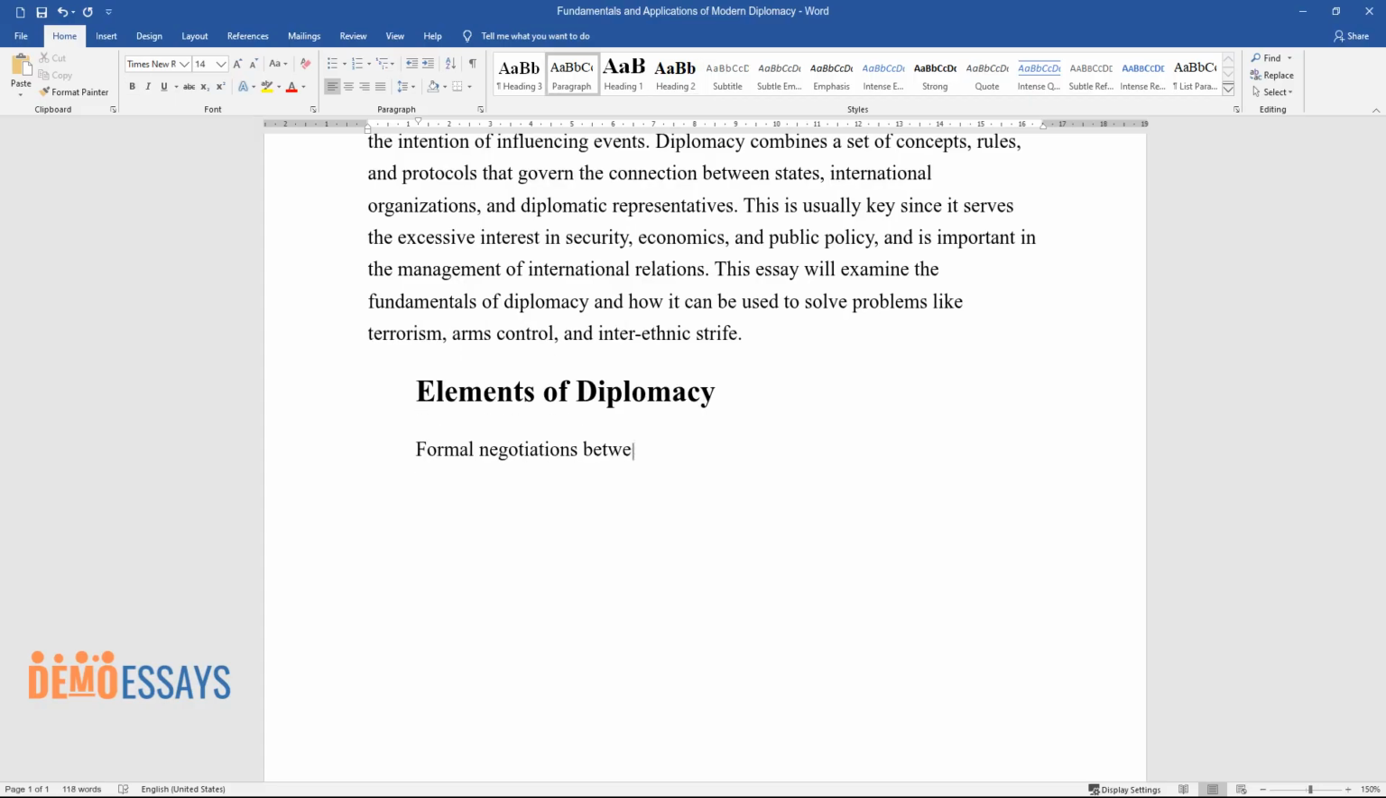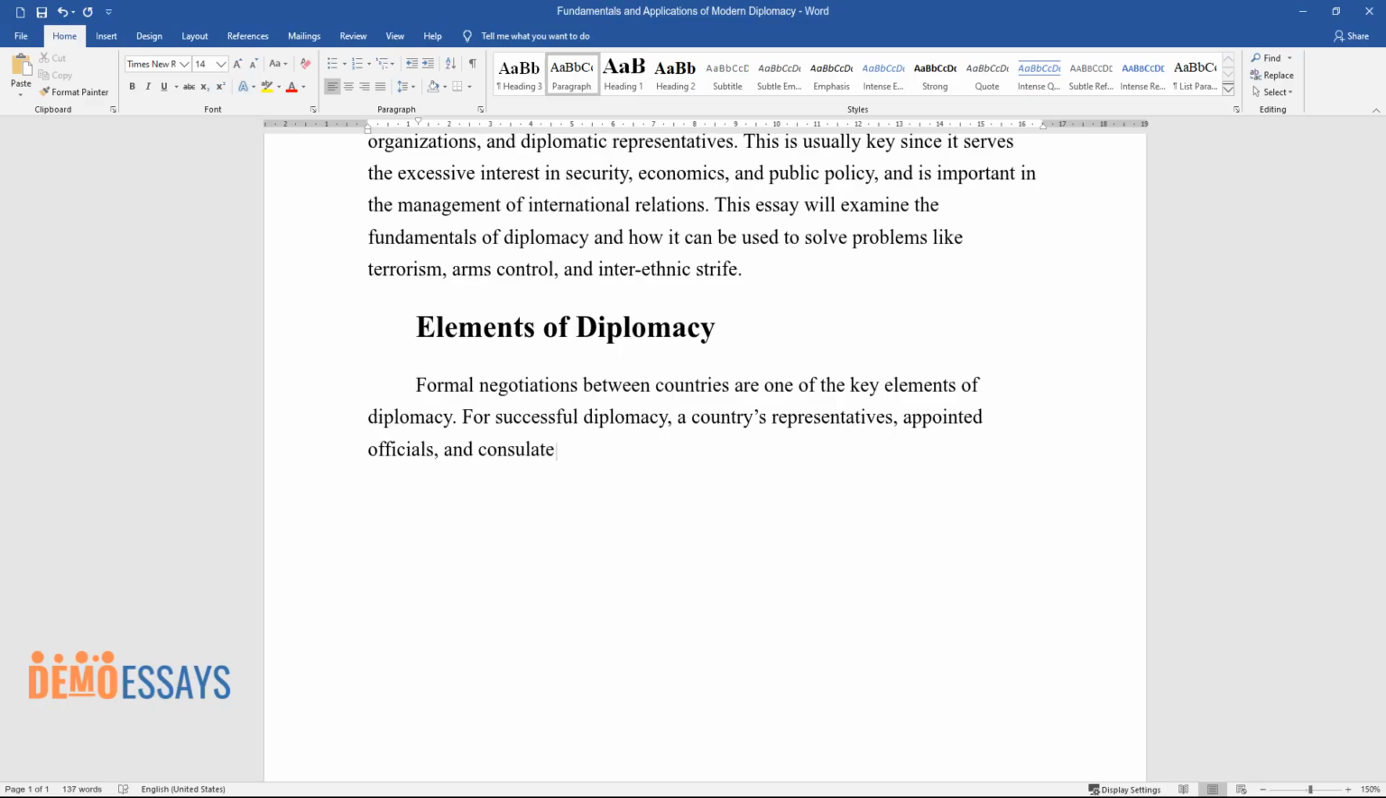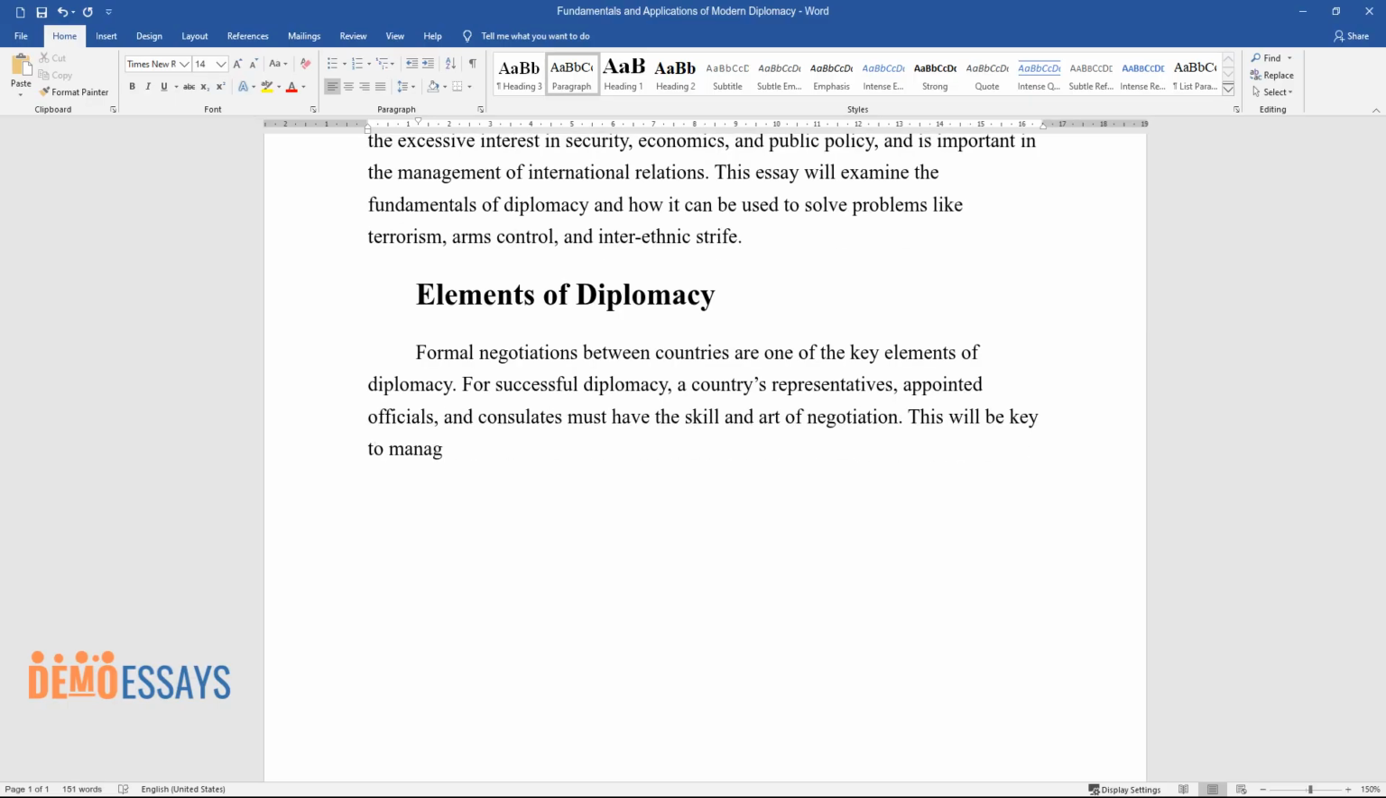Formal negotiations between countries are one of the key elements of diplomacy. For successful diplomacy, a country's representatives, appointed officials, and consulates must have the skill and art of negotiation. This will be key to managing peaceful relations between nations.